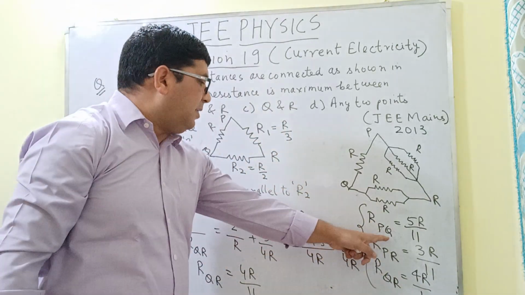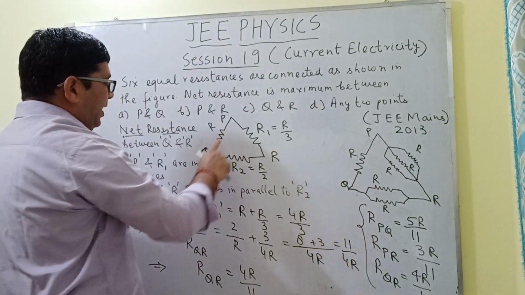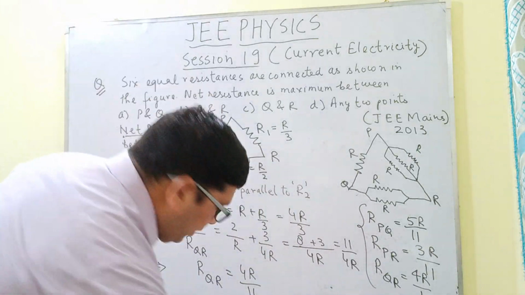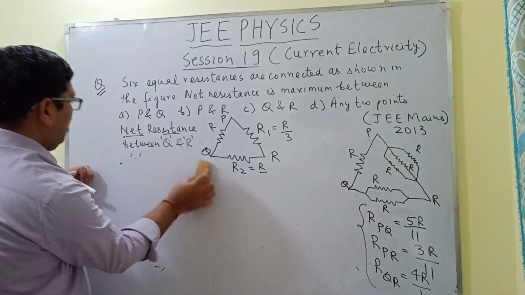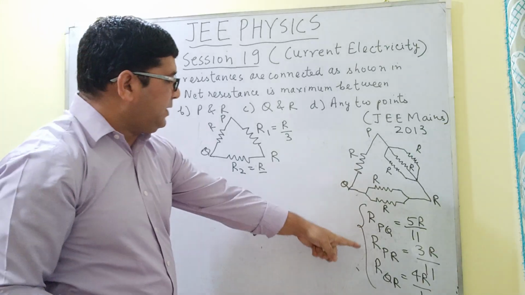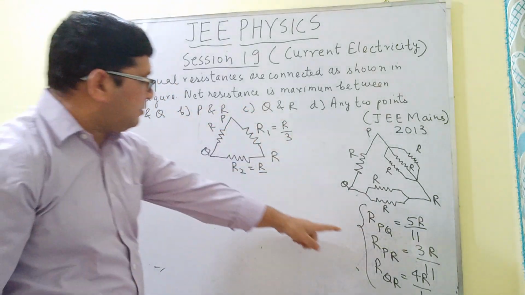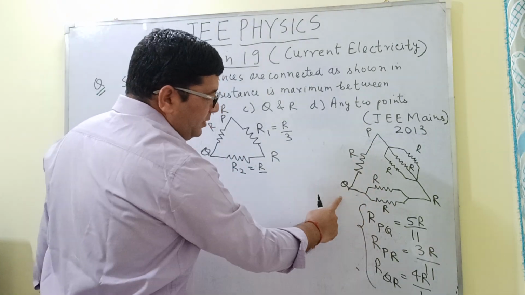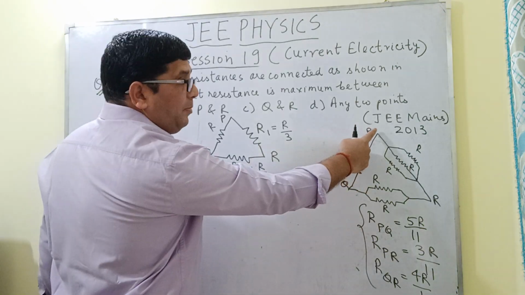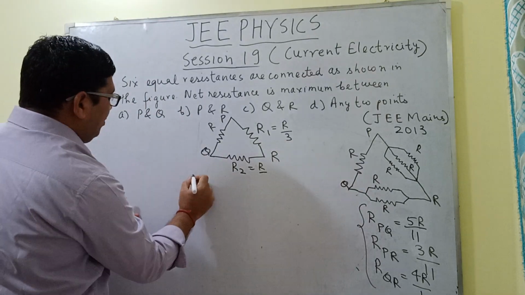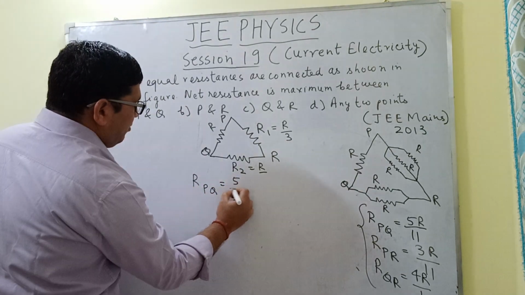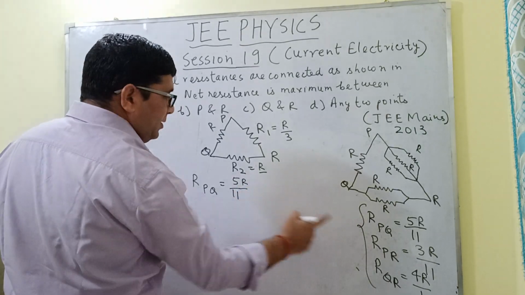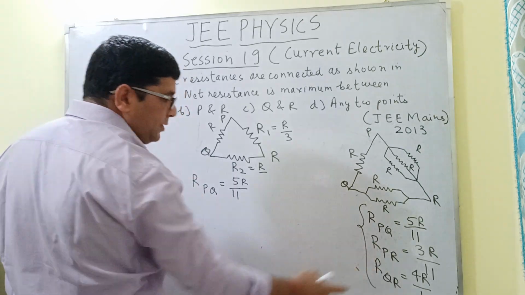So these are the three values of the net resistance which I have found between the points P and Q, the points P and R, and the points Q and R. From these three values we can see that the net resistance is maximum between the points P and Q, because RPQ is equal to 5R by 11, RPR is 3R by 11, and RQR is equal to 4R by 11.